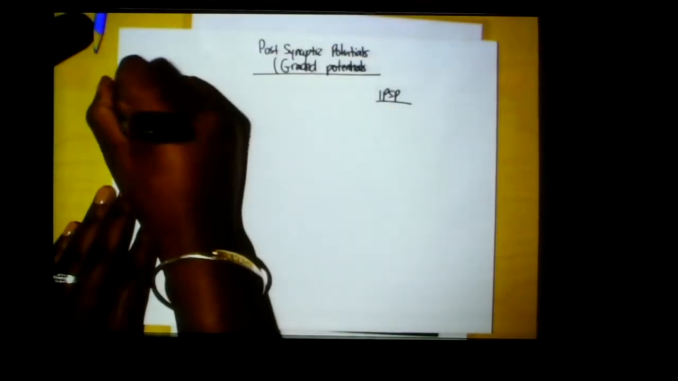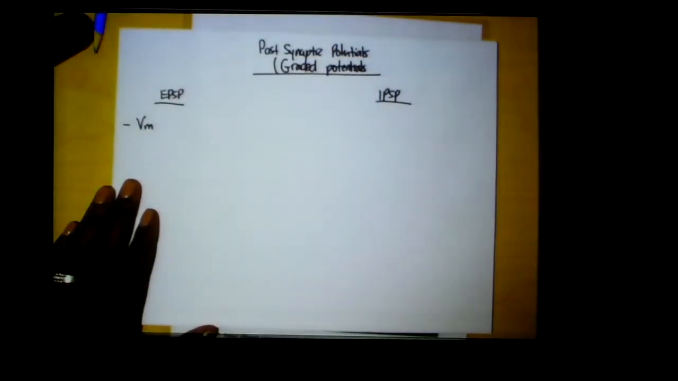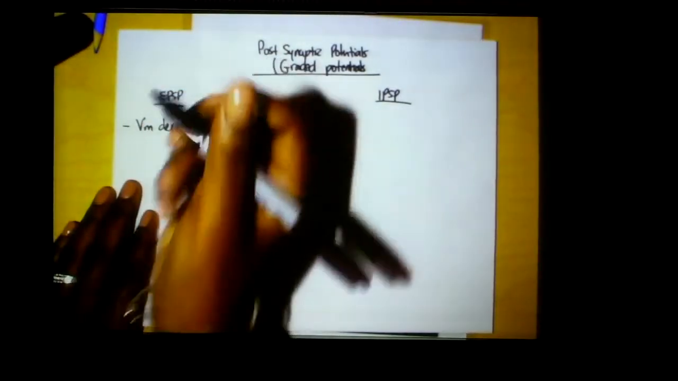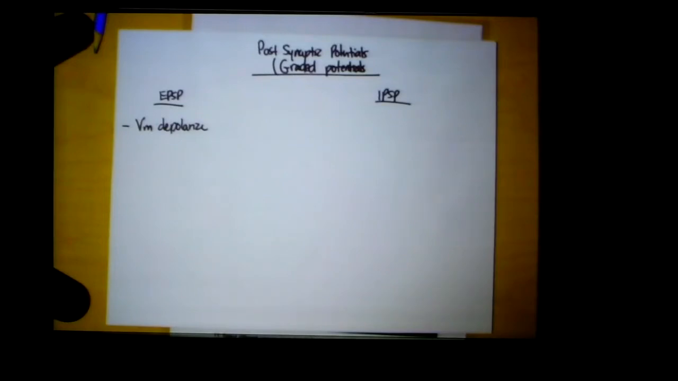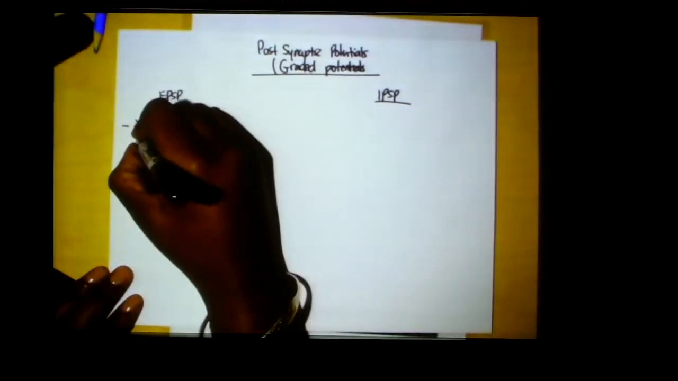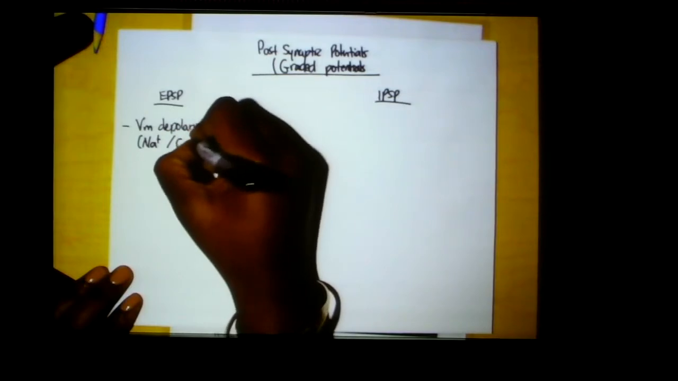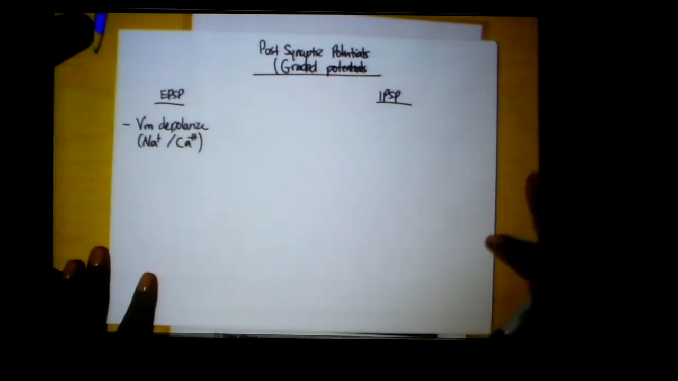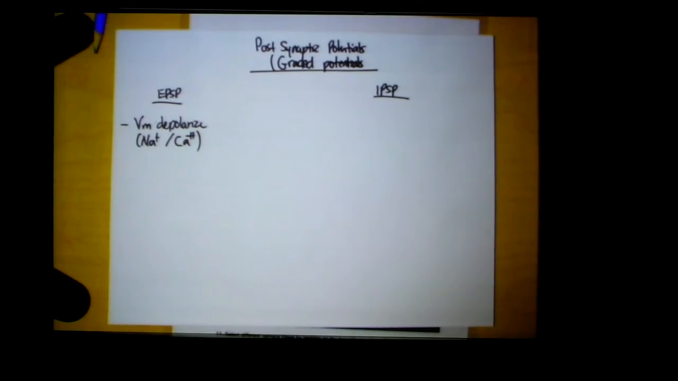We know an EPSP is going to be a depolarizing event to the membrane potential. What type of channels did we say was responsible for this type of event? Not potassium, sodium or calcium. That means we're going to open up a sodium or calcium channel. These are positively charged ions. They rush into the cell. This is a depolarizing event. It's not an action potential, it's a graded potential, but it's still a depolarizing event. It could bring us closer to an action potential.